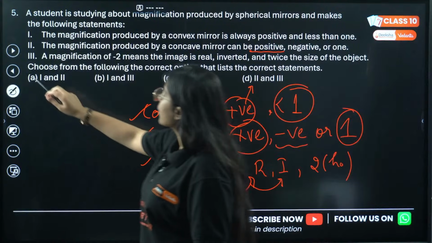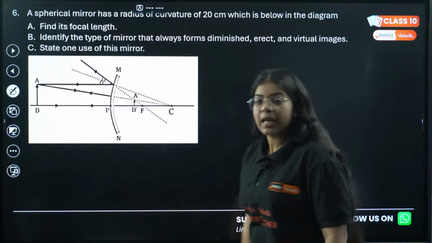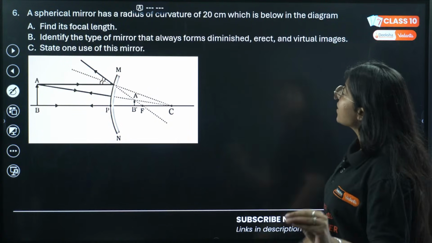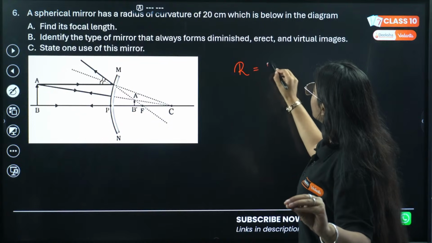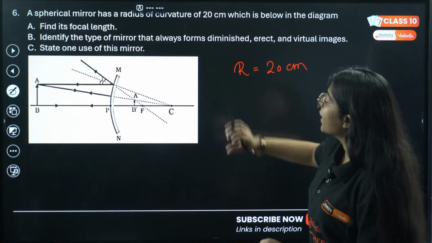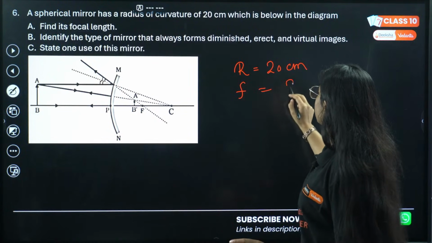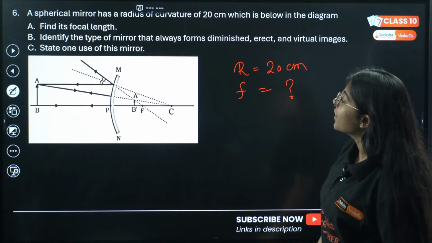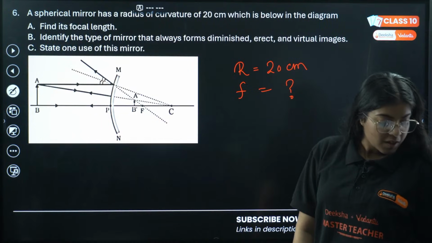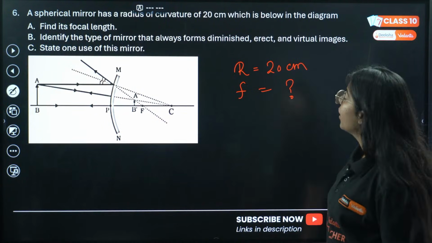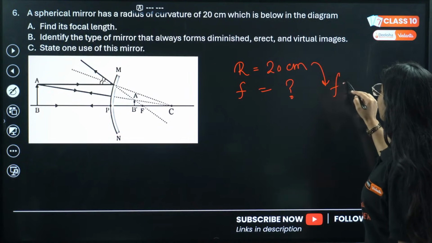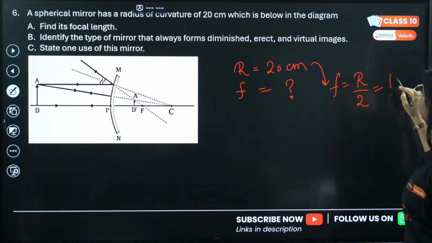Okay, let's move on to the next question. Read it carefully. A spherical mirror has a radius of curvature of 20 centimeter, which is shown in the diagram. Find its focal length. This is very easy. Then identify the type of mirror that always forms diminished, erect, and virtual image. First, answer the first part. What is the focal length? We know focal length is half of radius, so it will be just 10 centimeter.